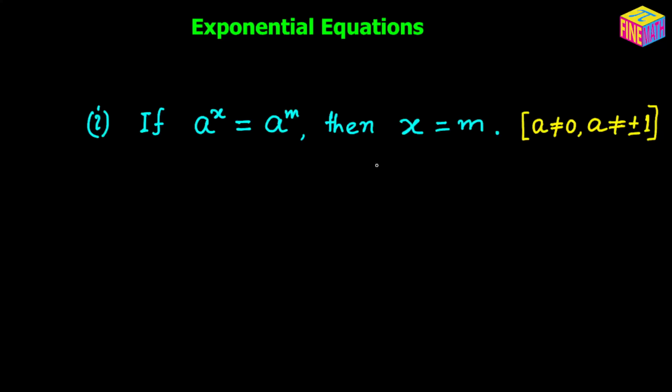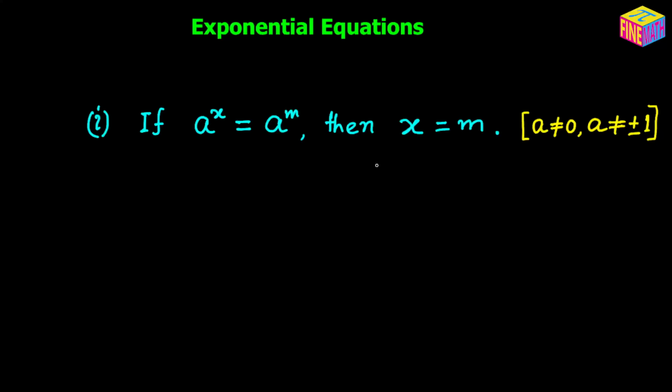However, there is one condition. The condition is that a cannot be 0, a cannot be positive 1 or negative 1. Why a cannot be 0, positive 1 or negative 1, I will explain in a while. Now assuming that a is not equal to 0 and not equal to 1 or negative 1, how can we prove that a to the power x equals a to the power m would mean that x equals m? Well, let's try to do the proof.